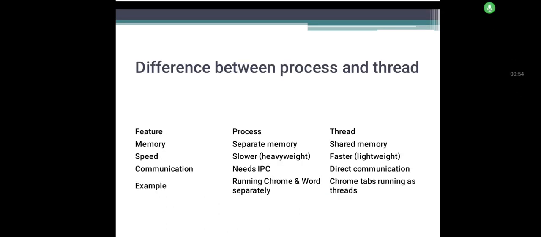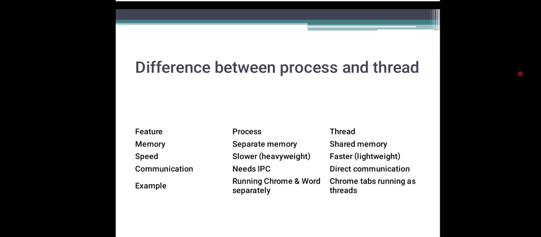Next we see the difference between the process and thread. Features: memory, speed, communications. In process, memory, it separates the memory. In thread, it shares the memory. In speed, the process is slower and threads is faster. We see the example of memory, running Chrome and Word separately, and for thread, multiple tabs in Chrome. This is the difference between the process and thread.